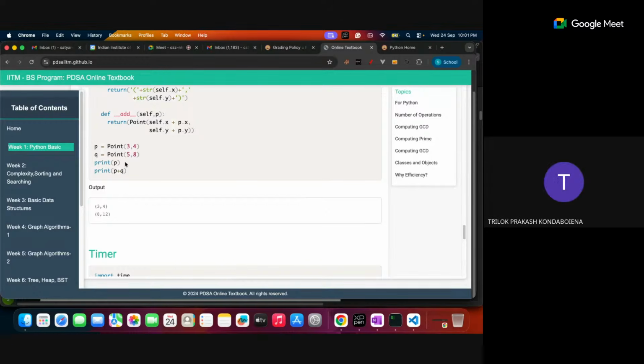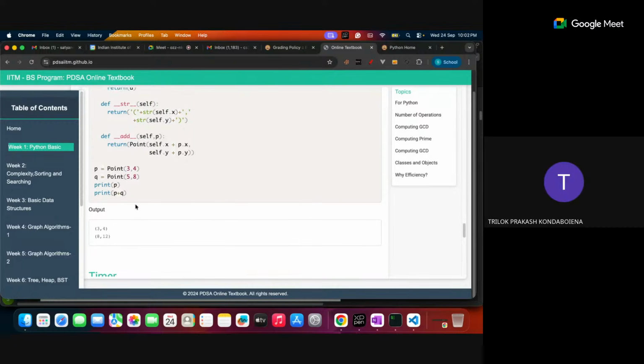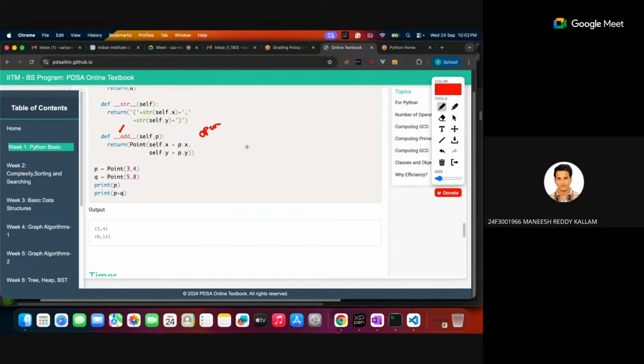In print P plus Q, the plus sign is mapped automatically by Python to the add operation, because it's operator overloading. Self is the name of a variable, and we can use anything there; it is the name of the current object. If you are setting P and Q as an addition operation, P is considered as self. So self.x means this 3 is referred, and self.y means 4 is referred.